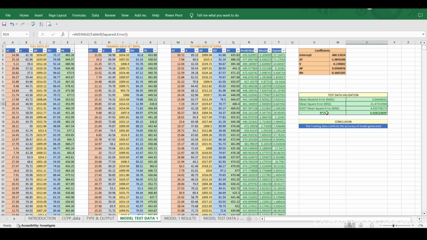And then we have an interesting formula for R squared, which is 1 minus the summation of all the squared errors divided by the squared error between PE values and its own average. So R squared comes out to be 0.928, which is again great, which means the model is able to explain the variations up to 92.85 percent. So it validates that the model has been performing great and it's a very acceptable standard. So the training data confirms the accuracy of the model generated.